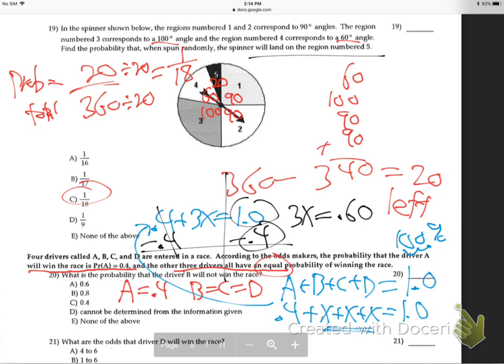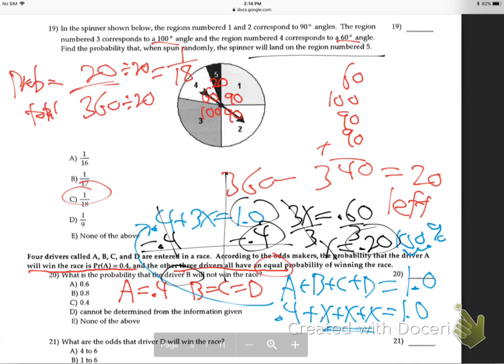Last step, what am I going to do with that 3? Am I going to subtract that 3? No, the 3 is not added to the x, is it? It's right up against the x. What does that mean, right up against it with no symbol in the middle? Times, so I have to divide, because you're always doing the opposite. That'll be 0.20. So B, C, and D are all 0.20.